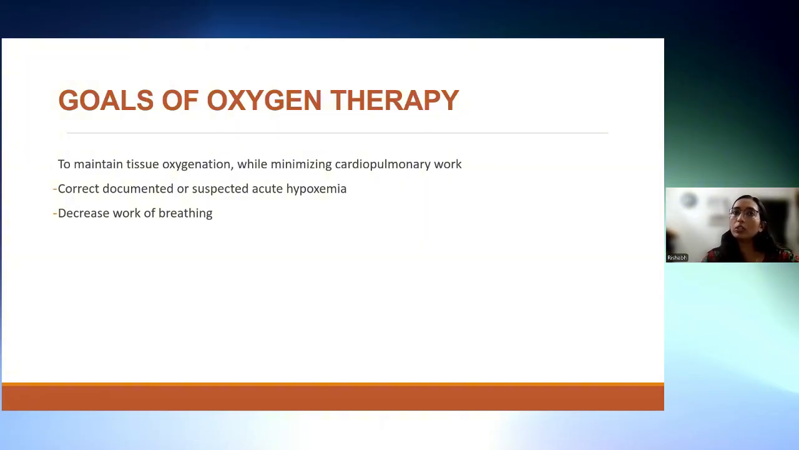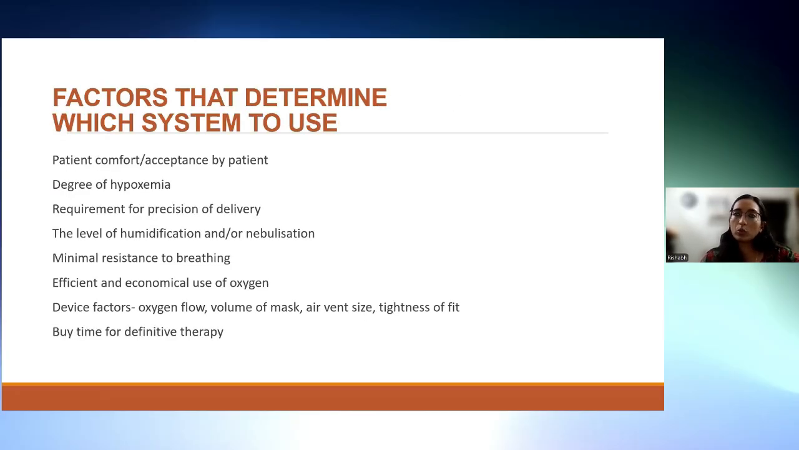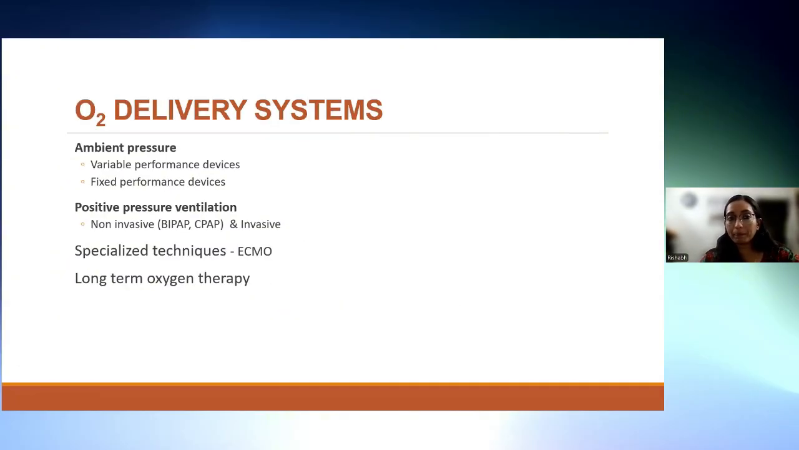Basically, to maintain the tissue oxygenation while minimizing the cardiac work, correct the documented or suspected acute hypoxemia, and decrease the work of breathing. The factors which will determine which system to use will depend primarily on patient comfort and acceptance. What is the degree of hypoxemia? What is the precision of delivery that you want? What is the level of humidification and nebulization? Minimal resistance to breathing, the economical use of oxygen. Other factors like what is the volume of the mask being used, the tightness of fit of the mask, and most effectively to buy time for definitive therapy.